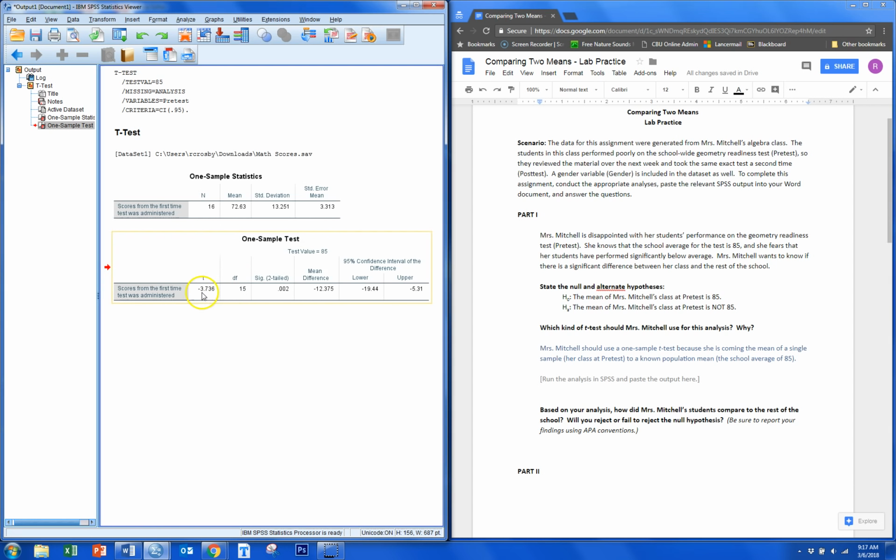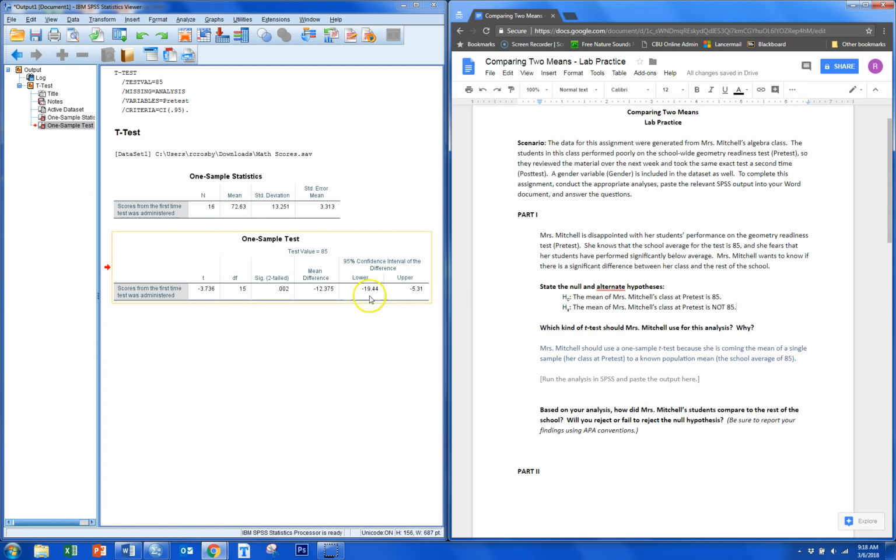So your test statistic is 3.736. The degrees of freedom is 15. That's the sample size minus 1 because it's a one sample t-test. The significance level, this is a two-tailed test. Two-tailed because this is a bidirectional hypothesis, right? Our hypothesis is that the mean is not 85. It's higher or lower.